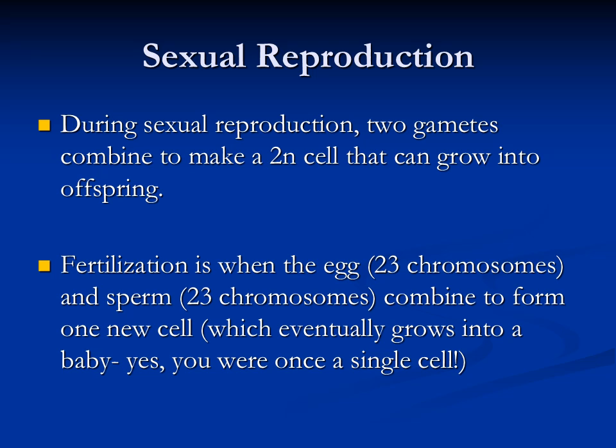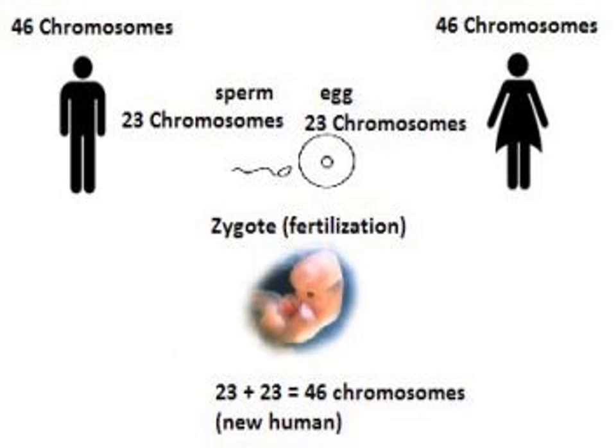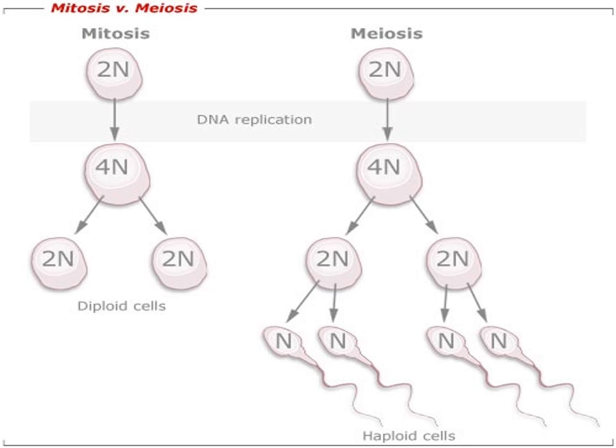Fertilization is when the egg, which has 23 chromosomes, and the sperm, which has 23 chromosomes, combine to form one new cell. That one new cell is a baby. And yes, you were once a single cell. It's the coolest thing ever. So here, humans have 46 chromosomes each. Okay, again, you get 23 from dad, 23 from mom. And a zygote, which is the cell that forms, is really just a baby at fertilization, has 23 from mom, 23 from dad, equals 46 to make a new human.